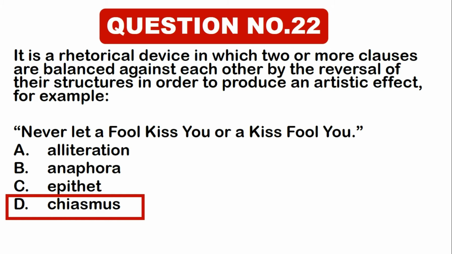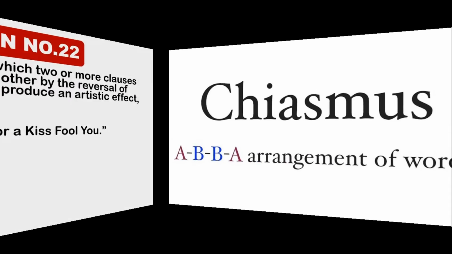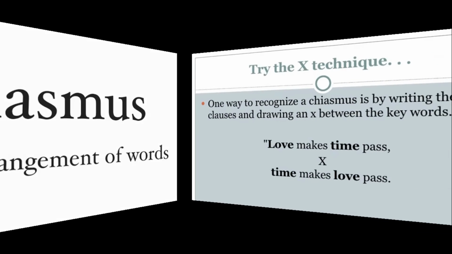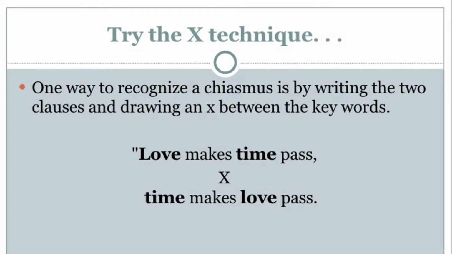Chiasmus is the repetition of a pair of words in reverse order. It is a rhetorical device. It is a literary device. So the arrangement of words, AB, then BA. We have here an example: Love makes time pass and time makes love pass. So this is an example of chiasmus.